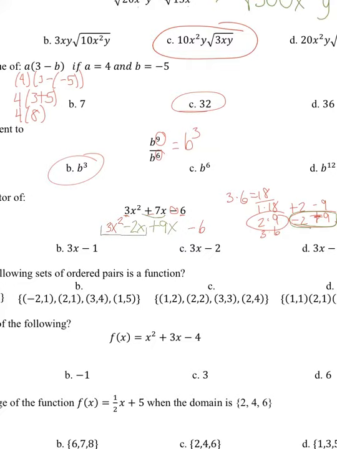The first pair together has a common factor of x. Divide that out, leaves us with 3x minus 2. The second pair in here has a common factor of 3. Divide that out. I've got a 3x and a negative 2 left behind.